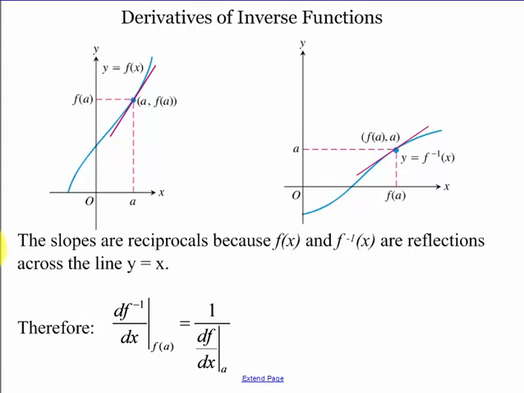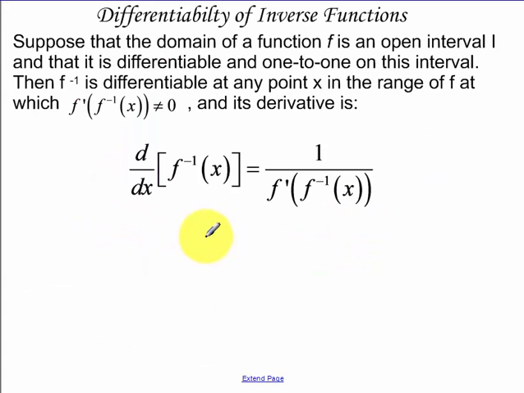Okay, derivatives of inverse functions. Since the slopes are reciprocals, because your original and your inverse are reflections across the line y equals x, therefore the derivative of the inverse at f of a is 1 over the derivative of my original function evaluated at a. And this is that formula that I gave to us earlier. Suppose that the domain of a function is an open interval, and that it is differentiable and 1-to-1 on this interval, and I'll talk about how we can tell 1-to-1 in a minute. Then the inverse is differentiable, and we have this equation.